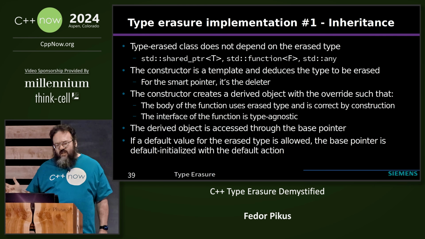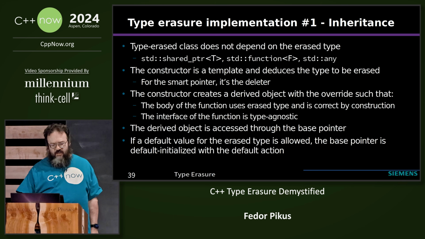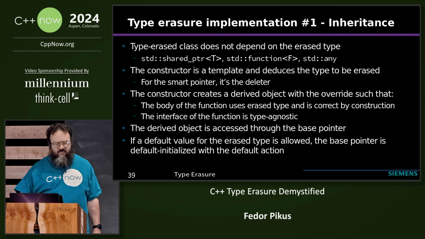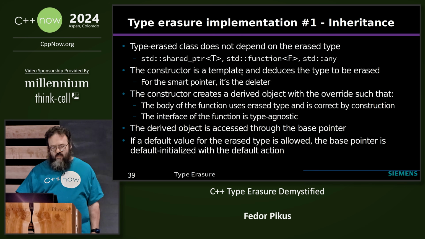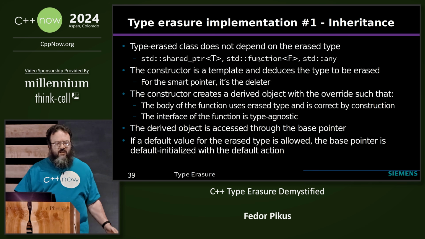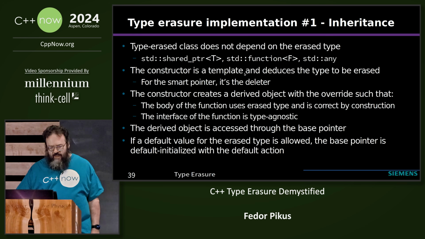Now, there are multiple type erased classes in standard C++. So shared pointer erases the deleter. std::function erases everything except the callable signature. std::any erases everything. Typically, the constructor is a template and deduces the type that we're going to erase. In something like std::function, also assignment operators can do it. For a smart pointer, it's a deleter type.